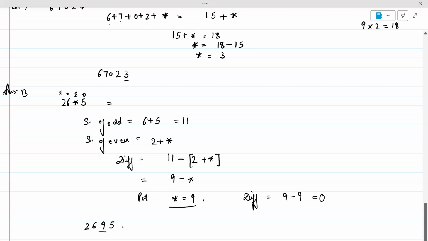So kids, I hope you have understood what we have done. We have taken the sum of odds, we have taken the sum of evens, and we have subtracted. On subtraction, we are left with 9 minus this star. Now, we have to put the value of star in such a way that the difference is either 0 or a multiple of 11. So what we have done is we have taken the star as 9, which makes the difference 0. And since the difference is 0, that means the number is divisible by 11. So the value of star is 9 and the number being formed is 2695. Okay.